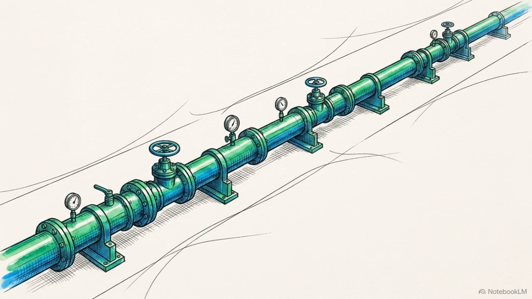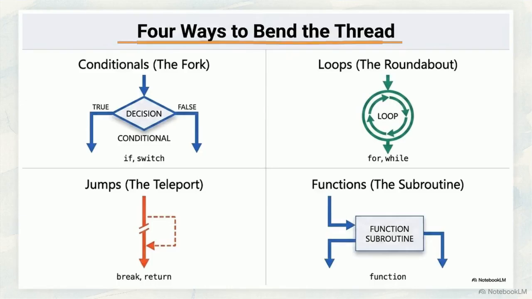If code could only ever run in that one rigid straight line, building complex programs would be impossible. To handle real-world tasks, we need mechanics that allow us to pause, branch out, and bend that line. This grid breaks down the 4 main ways developers direct traffic.